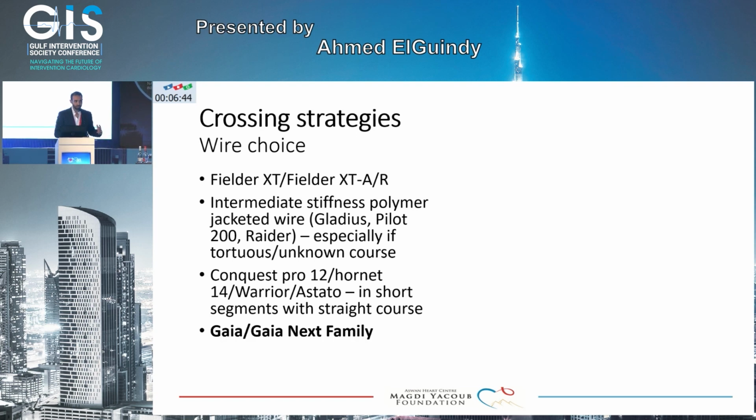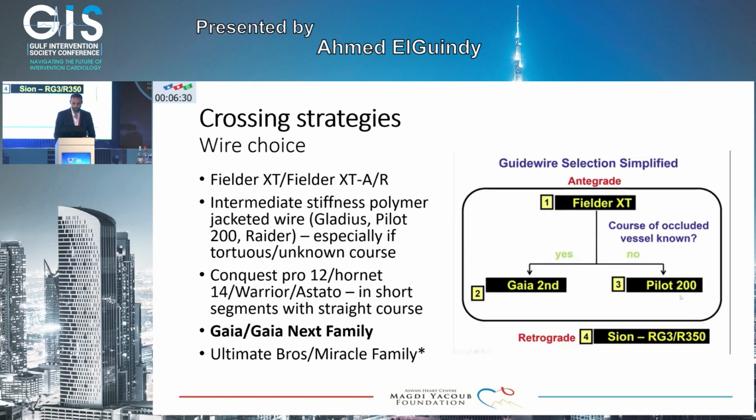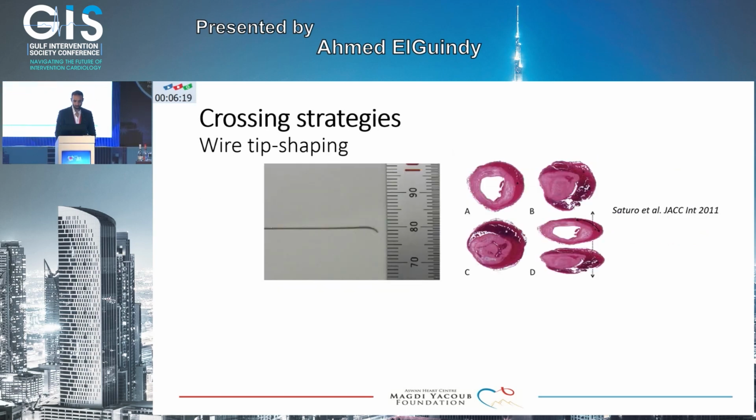Now, if you're within the CTO body and you understand the course, and you really want to have good one-to-one torque control and to control the course of the vessel and navigate around those calcified spots, this is where the Gaia and Gaia Next family comes into play. So this is from Dr. Brilakis' textbook, and you can appreciate that although we do deviate, that's a general map for how we think about antegrade wire escalation.